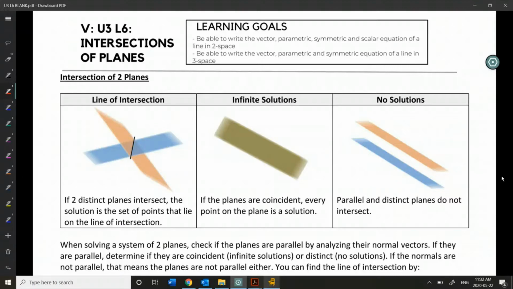Firstly, we're going to take a look at 2 planes, and 2 planes can intersect in 3 different ways. One could be that simply those 2 planes cross each other. They have a line of intersection. So at the end, we'll create a vector equation of a line where these planes cross over one another. We could also have infinite solutions if our planes are parallel and coincident. And we can also have 0 solutions if our planes are parallel and distinct.